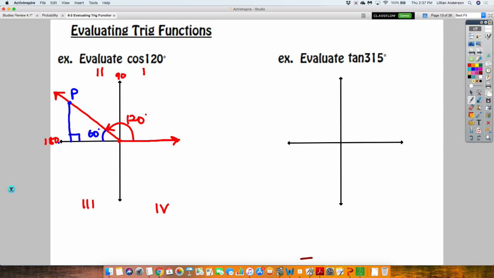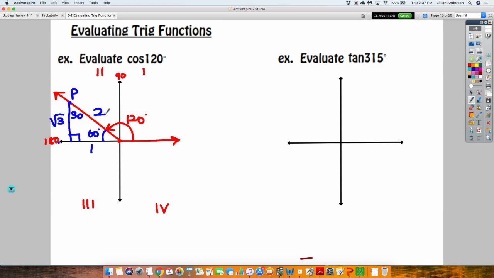Now I can label my triangle knowing that information. Because if this angle is 60 and this angle is 90, I know that top angle is 30. Which means I can label my sides based off of my special right triangles. The side across from my 30 is labeled 1. The side across from my 60 is labeled square root of 3. And the side across from my 90 is labeled 2.